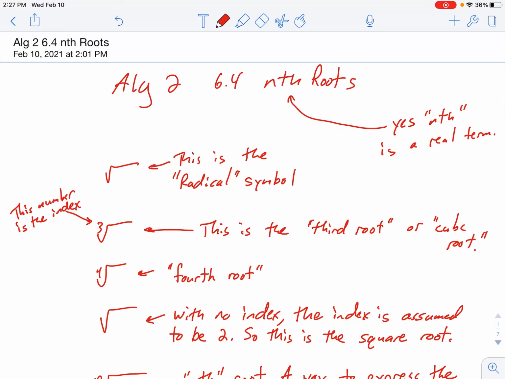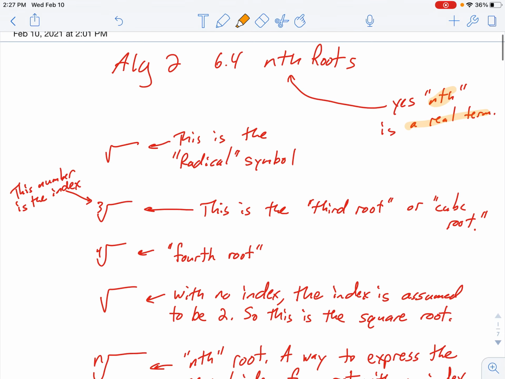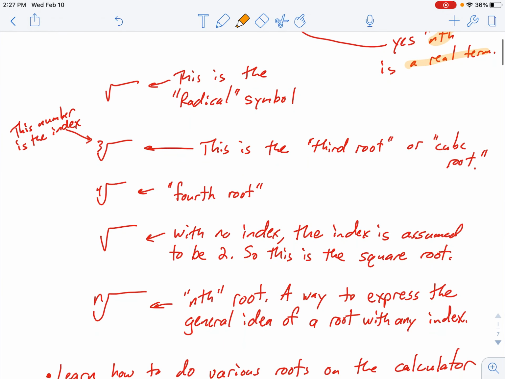Hello everyone, today we're doing lesson 6.4 and it's entitled Nth Roots. And yes, nth is a real term. It's a real thing. Okay, so this lesson is all going to be about roots.